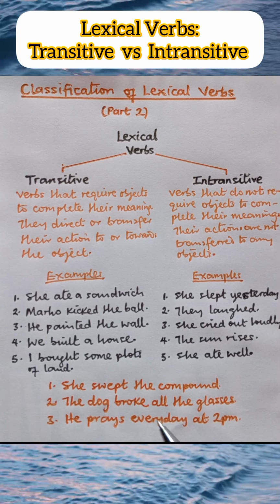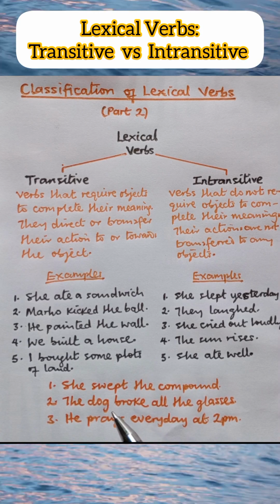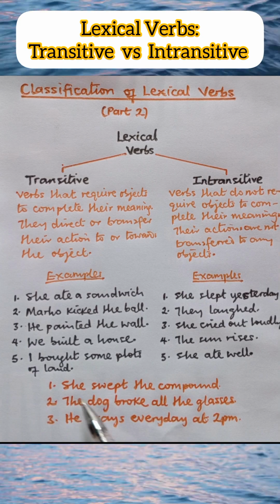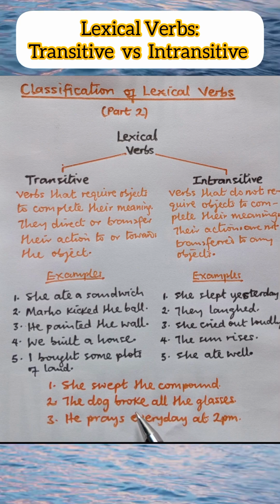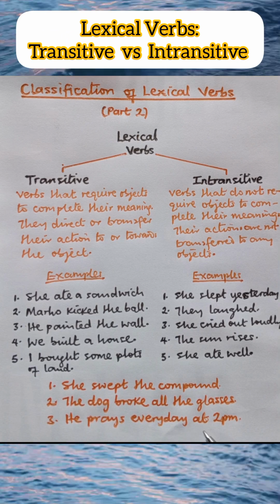So you do this as an exercise. You are to tell us if the verb in each of these sentences is transitive or intransitive. Number 1, she swept the compound. Number 2, the dog broke all the glasses. Number 3, he prays every day at 2 p.m.